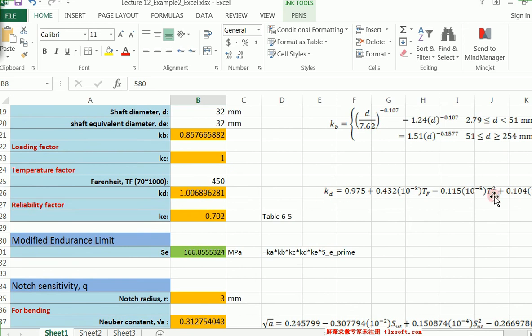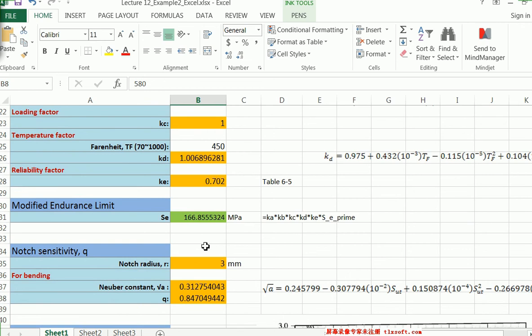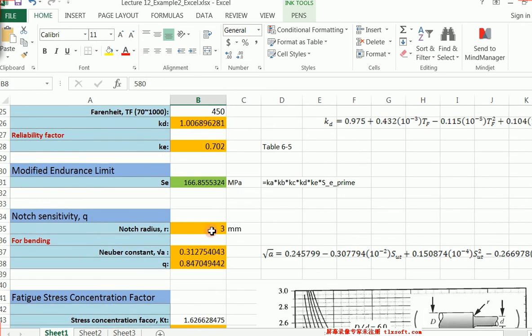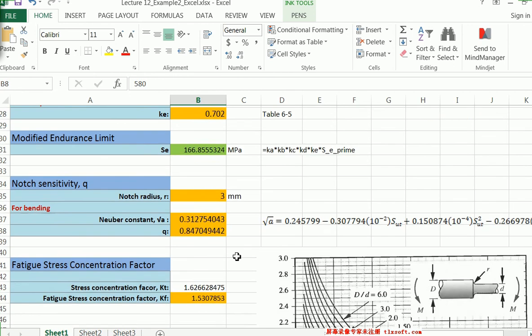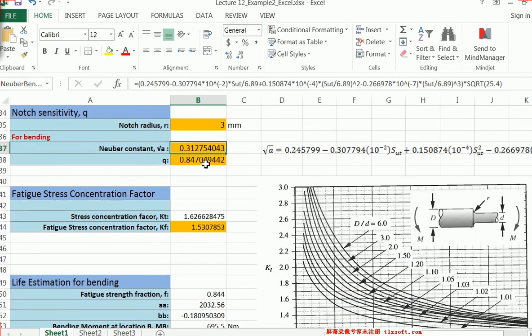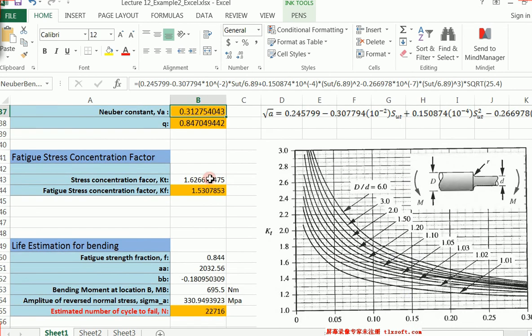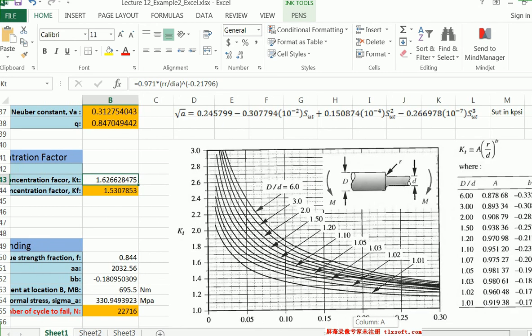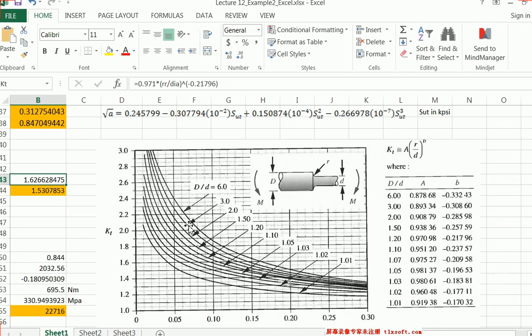Temperature. So we use a formula for calculating the temperature factor. Reliability. We can look at tables to calculate SE. Notch. Neuber's constant formula. So use the right formula here. As you can see, the current formula entered here is the one I just showed you in the video. And PT has to be from the table here. The table in our textbook is a little bit different. The curve is still the same thing, but you need to look at the table and find the approximate value.